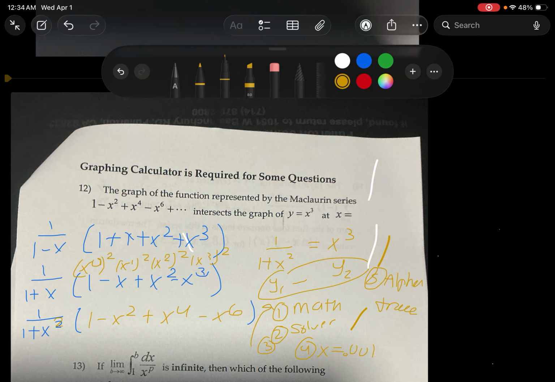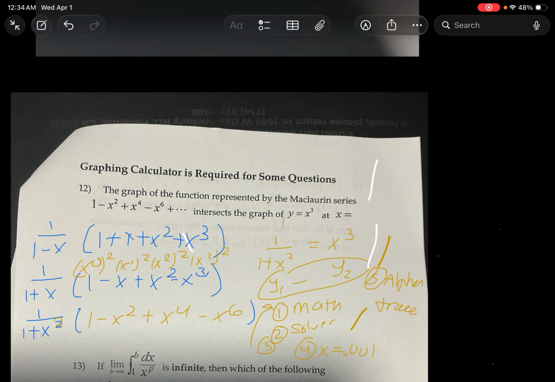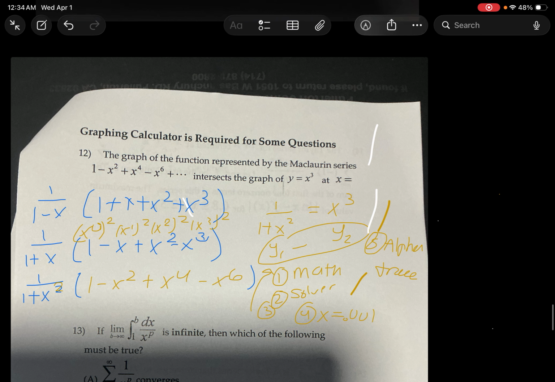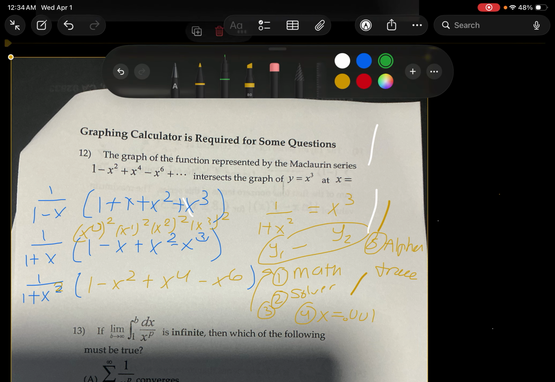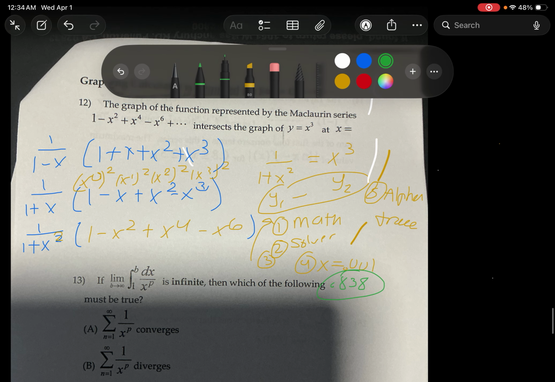So it's going to be 1 over 1 plus x squared minus x cubed when you put your function. So you do the alpha trace for those when you use your solver. Then you subtract them together, and then you put it at x equals a very, very small number, so that it gives you the most precise number since your value is very low. So you should have gotten your answer as 0.838.